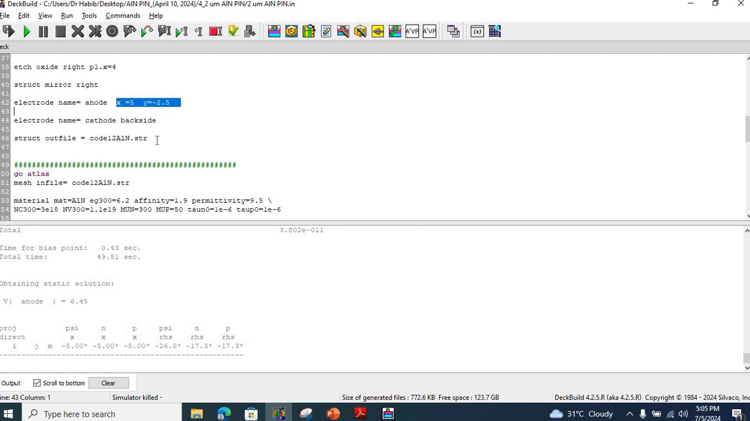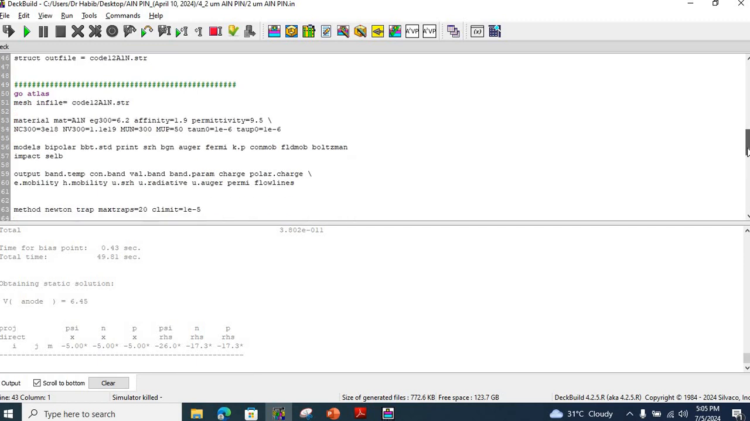Then I create the structure file. I start working in the Atlas module now. I import this structure which is already created in Athena, and I define some material properties for aluminum nitride: its band gap, electron affinity, permittivity, density of states in the conduction band and valence band, electron and hole mobilities, and electron and hole lifetimes. Then I introduce certain models for the simulation.